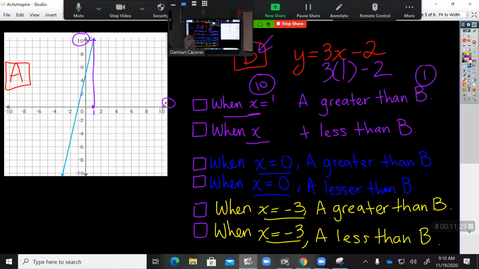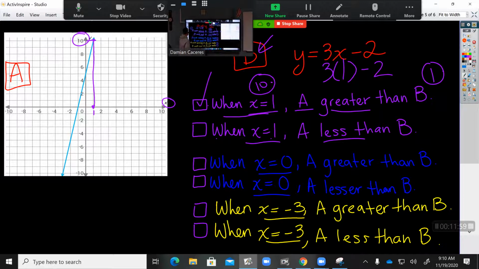Now we can answer the question here. Positive 1 here. So now 10 is greater than 1. So we know that we have to select the one that says that A is greater. We select the first box. Now we can skip over to the blue side because if the first one is correct, the second one has to be incorrect. It says the same thing, but one says greater, one says less.